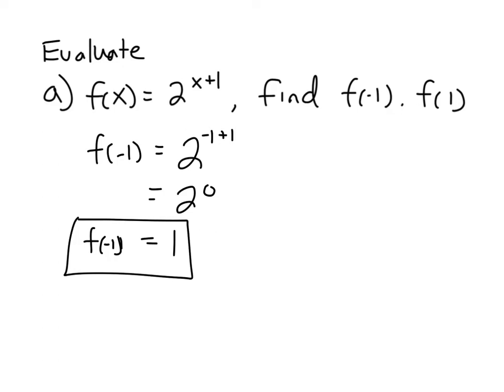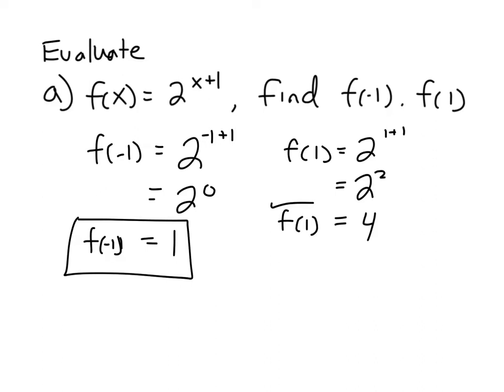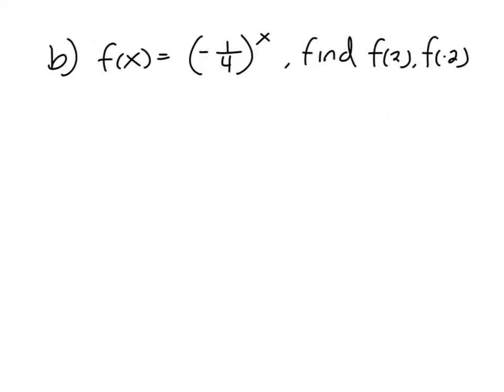Now let's do the positive one. So I'll have 2 to the 1 plus 1, which is 2 squared. 2 squared is 4. So f of 1 equals 4. Okay, let's do one more example. Now moving on to another example. We have f of x is (1/4) to the power x.